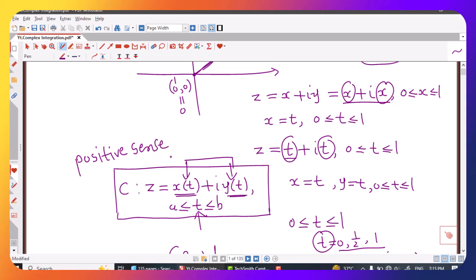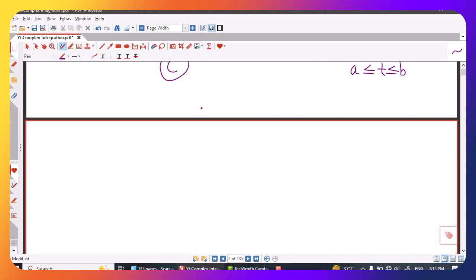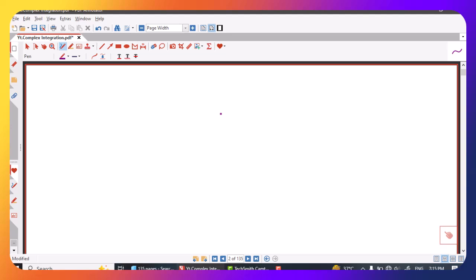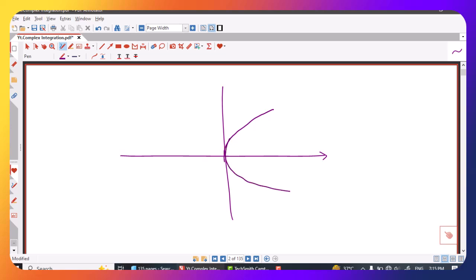Whenever we are considering values of t in increasing order, we will say that we are considering positive sense on C, or we can say that our curve C is positively oriented, or that our curve C is having positive sense. So all we have to understand simply is that whatever curves we are familiar with from our school level, we are familiar with parabolas, we are familiar with circles also.